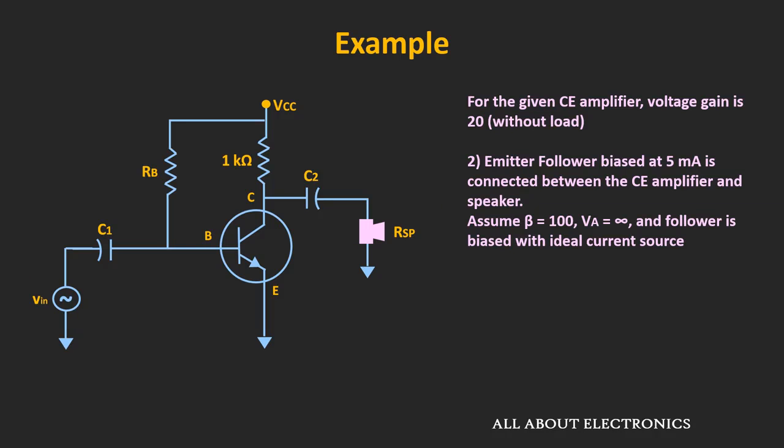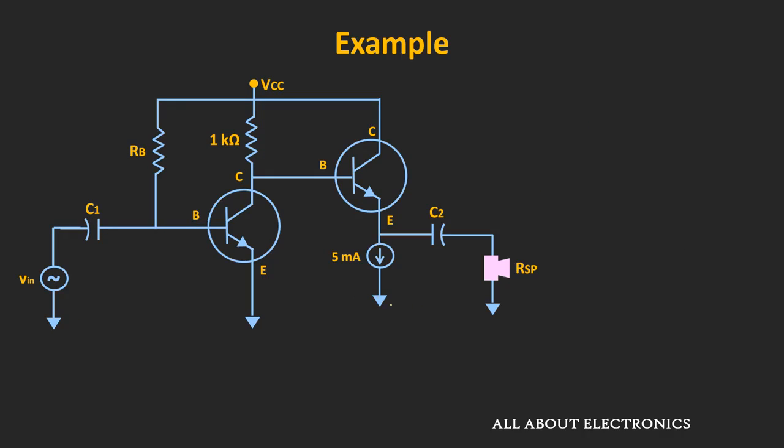So in the second case, the overall circuit would look like this. As you can see, here this emitter follower is connected between the amplifier and the speaker. And here this emitter follower is biased at 5 mA using this ideal current source. So here let's say the voltage at this node is equal to Vx. To find the overall voltage gain, first of all we will find the ratio of Vx and Vin, and then we will find the ratio of Vo and Vx. And by multiplying these two terms, we can find the overall voltage gain.